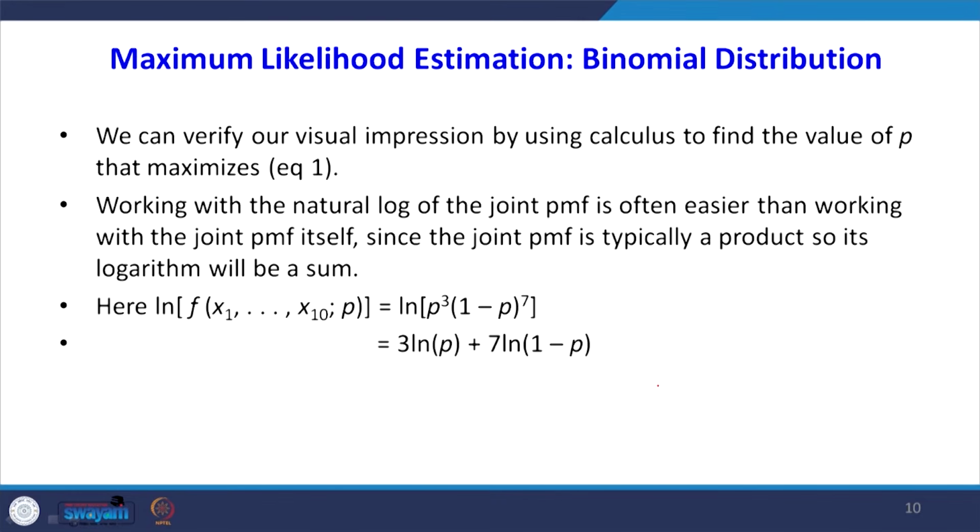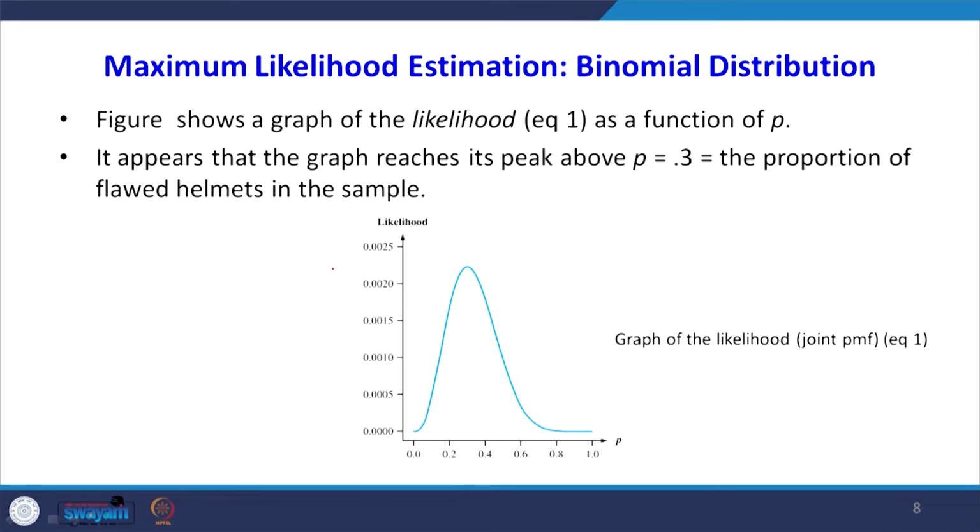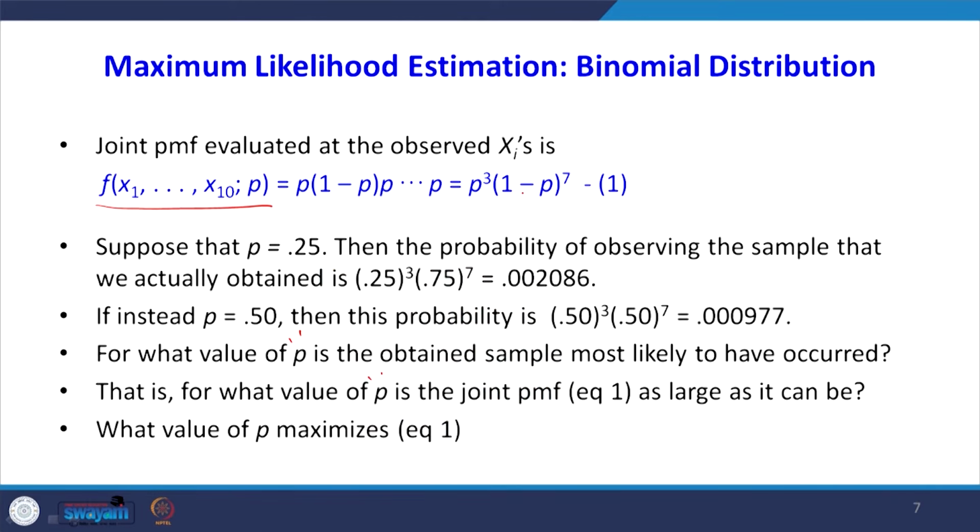We can verify our visual impression by using calculus to find the value of p that maximizes equation 1. Working with the natural logarithm of the joint probability mass function is often easier than working with the joint PMF itself, since the joint PMF is typically a product. So the logarithm will be a sum. That is the advantage of taking the log. Previously in equation 1, we got p cubed multiplied by (1 minus p) to the power 7. I am going back to this one, and we are going to take the log of this.